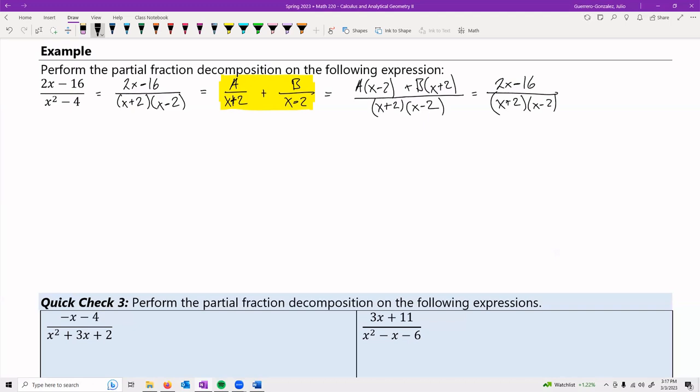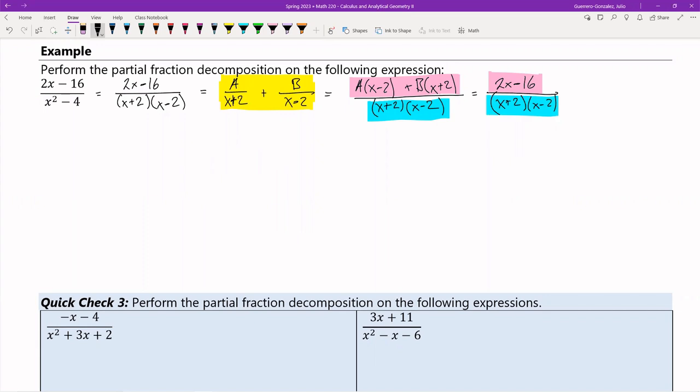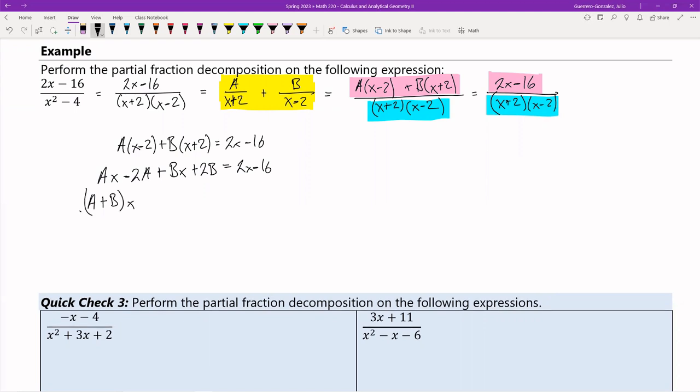If you take a look, the bottoms are already equal, so therefore the tops must be equal. So continuing from this step, A times x minus 2 plus B times x plus 2 has to equal 2x minus 16. Then I'm going to expand the left-hand side: Ax minus 2A plus Bx plus 2B has to equal 2x minus 16. I'm going to collect the x terms and the numbers on the left-hand side, and produce this: (A plus B)x minus 2(A minus B) is equal to 2x minus 16.